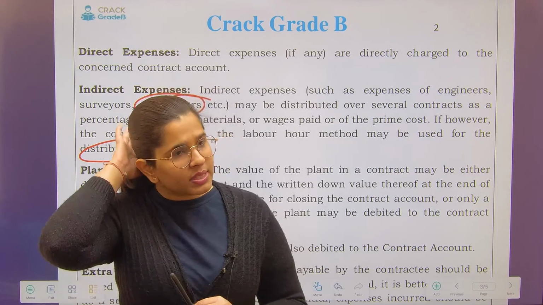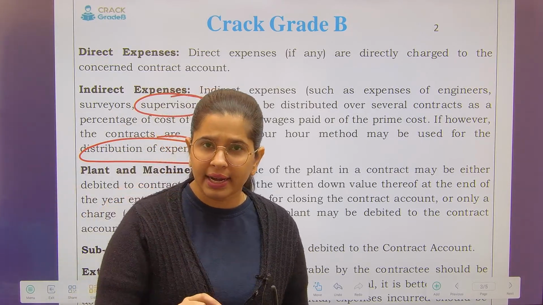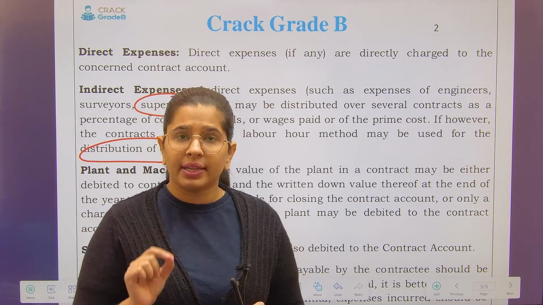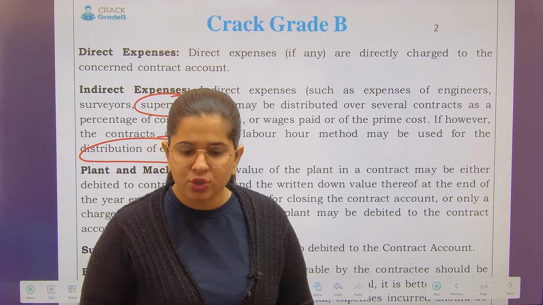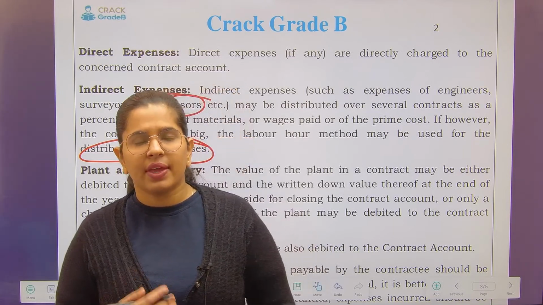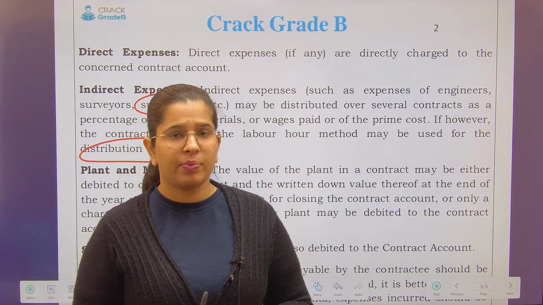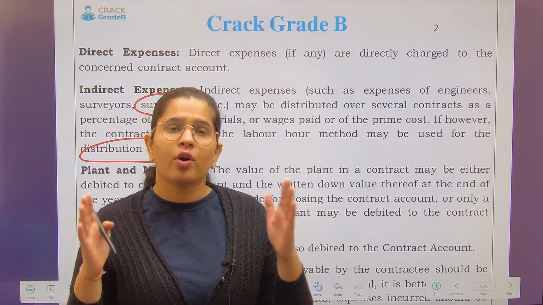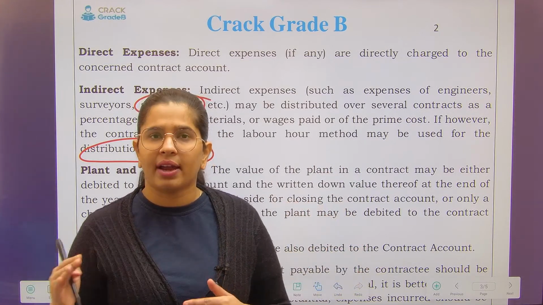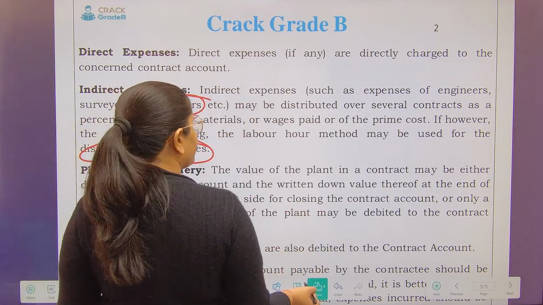So indirect expenses are all those expenses which are not directly related with the production, but yes, they aid in the production process. So like supervisor's salary, surveyor's salary, these kind of things, if these particular people are working over 3 contracts, then their salary cost will be divided among these 3 contracts. Next is plant and machinery.